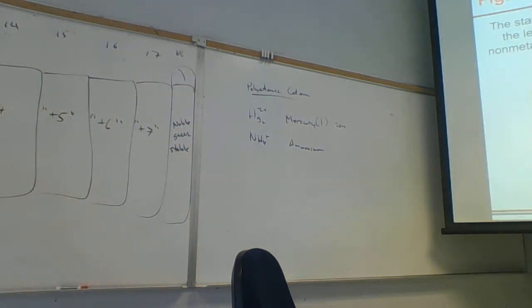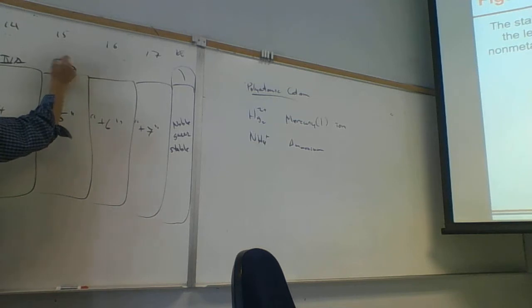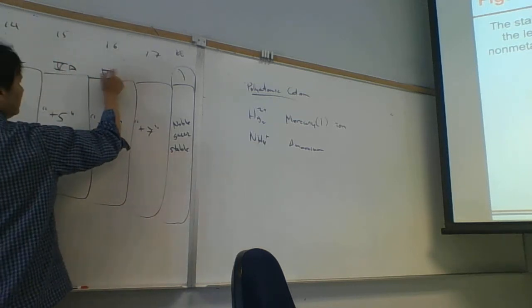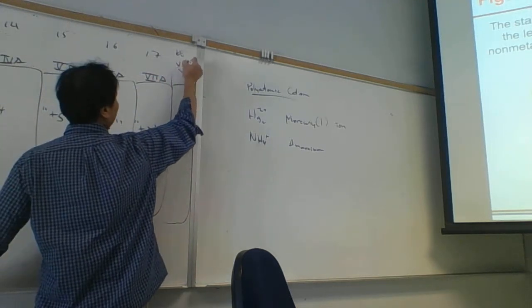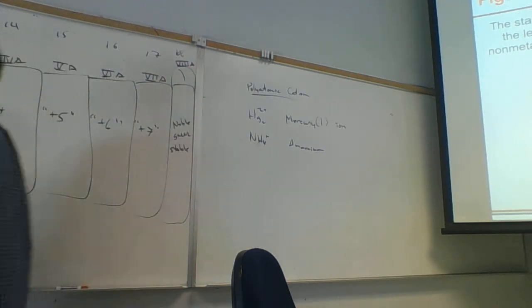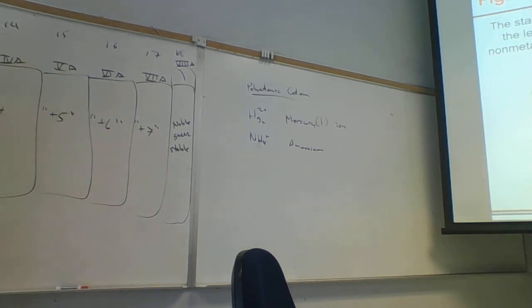We call this Roman numeral 1A. This is 2A. And then we jump all the way over here. This is 3A, 4A, 5A, 6A, 7A, and then 8A. The A's refer to what we call main group elements. And so the A block, there are 2 A blocks. This one on the left and the one on the right. And so that's group 3A there.